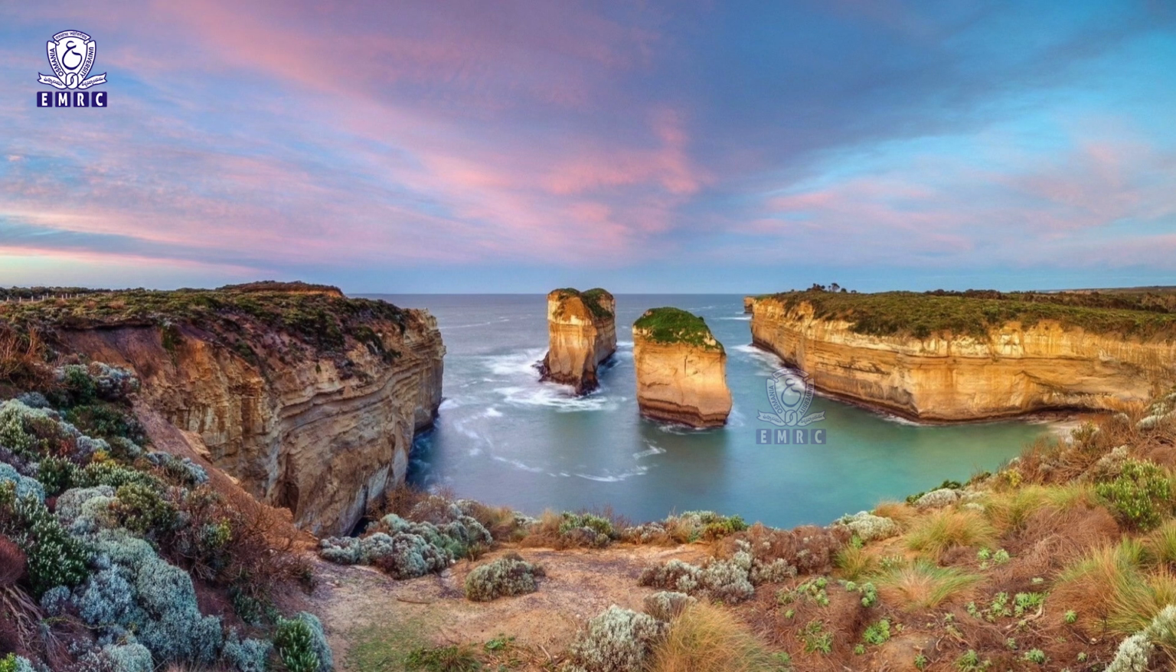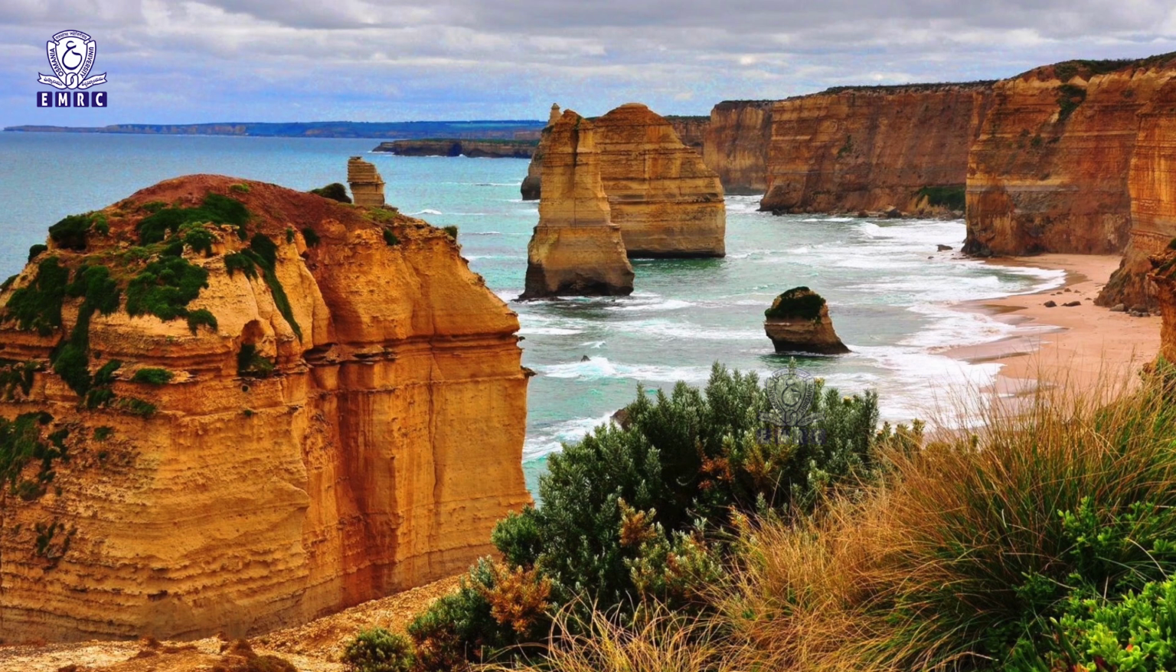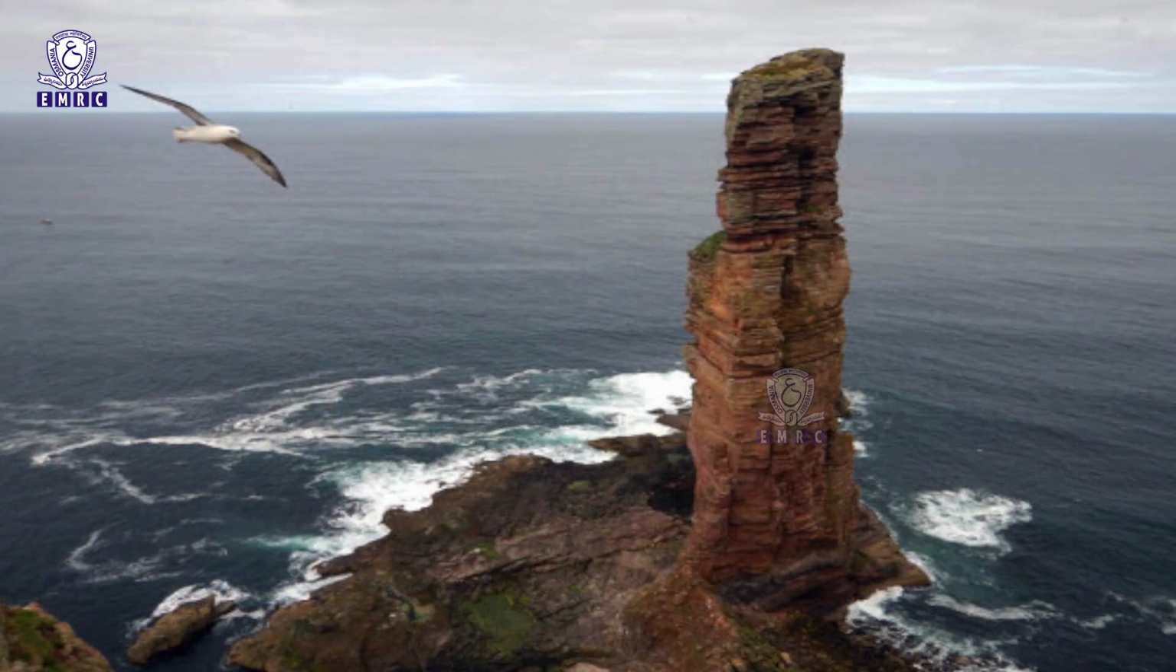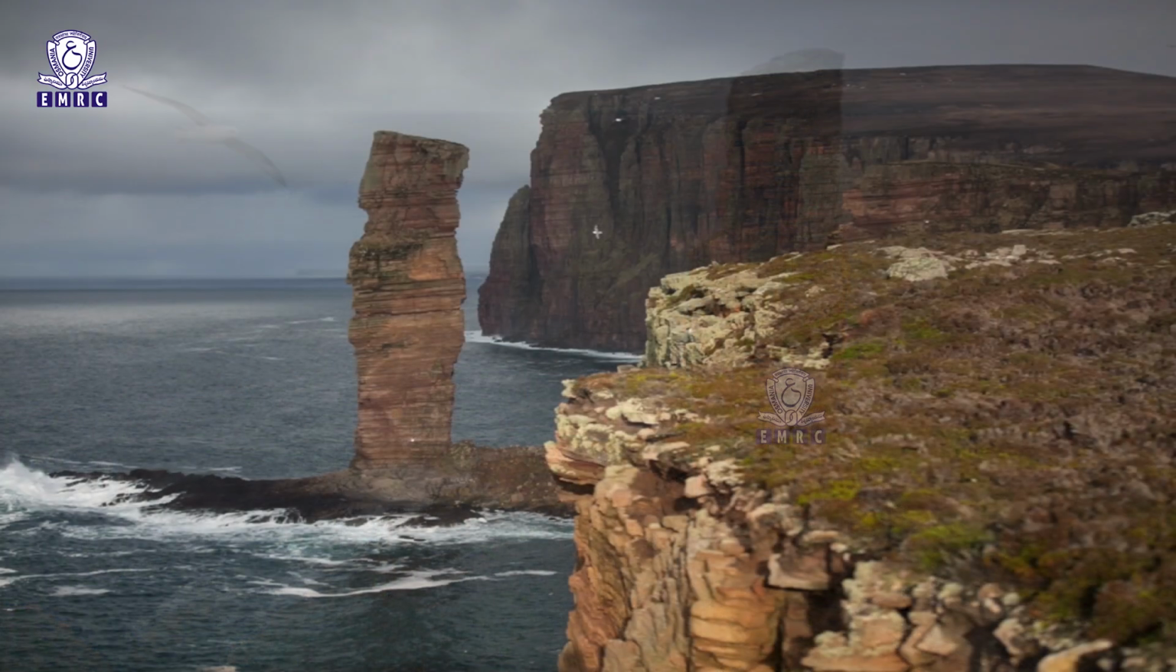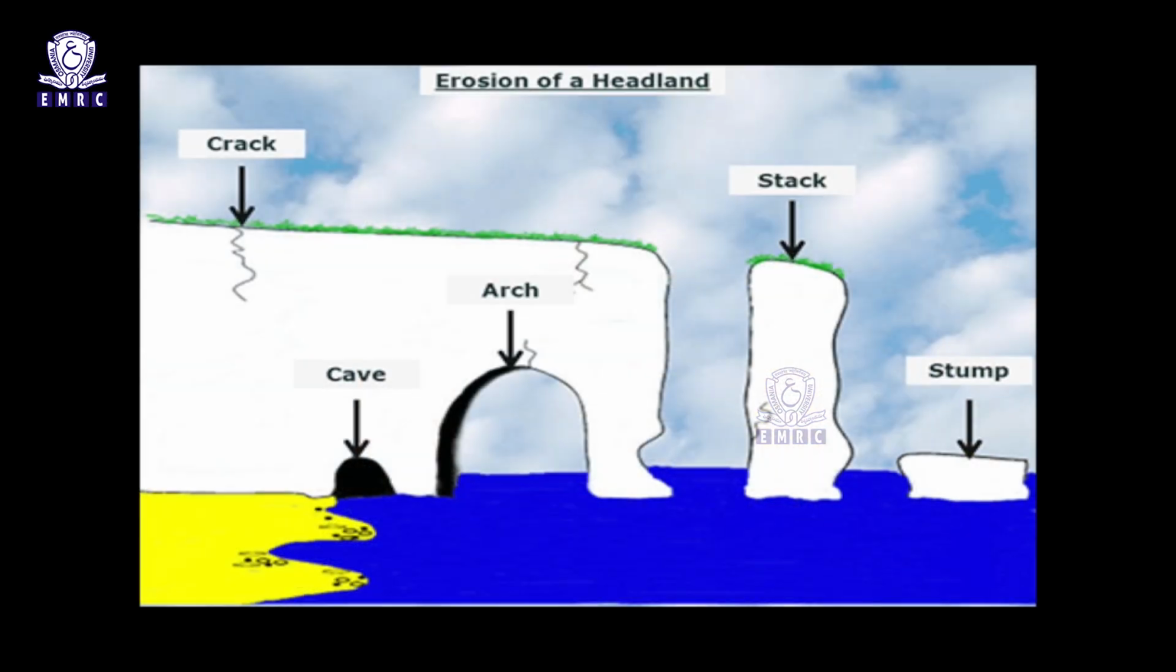Stacks are formed due to the prolonged action of sea waves, due to which the roof of the marine arch becomes thin and collapses. As a consequence, the seaward part of the marine arch gets detached from the headland or the coast. The seaward portion of the headland will appear as a pillar, called a stack. A stack is thus an isolated remnant of the headland projecting well above the sea level.